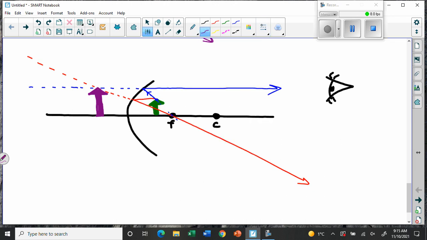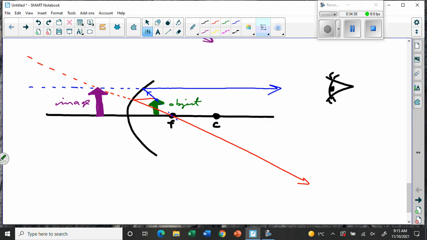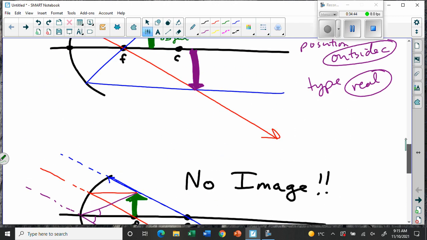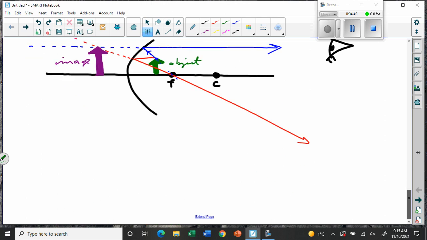This is my image over here in purple. And in green, this is my object. Things have changed in terms of the characteristics. What are we doing first? It doesn't really matter the order, but I'll keep the order. We were doing size first. So, okay, size is bigger now.